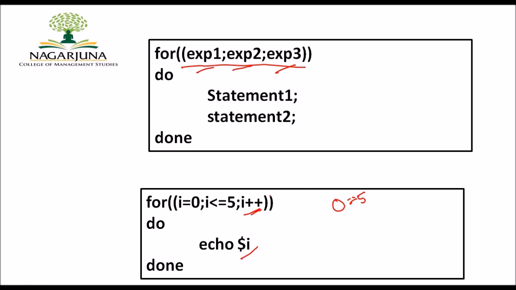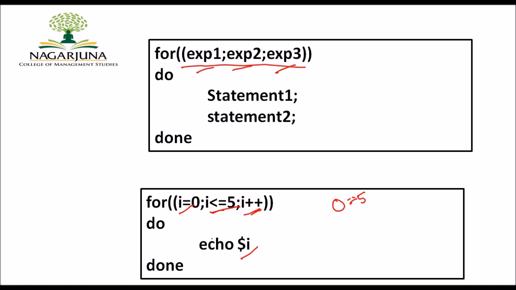This is very similar to your C program, where I would like to generate a value from 0 to 5. So i equals 0 is your initial value, and i less than or equal to 5 is your final condition. That means the loop will be executed 6 times, and the value of i will be incremented. Each time the loop is repeated, the value of i also gets incremented till the condition is satisfied. Once the condition is not satisfied, the statement will not be executed.